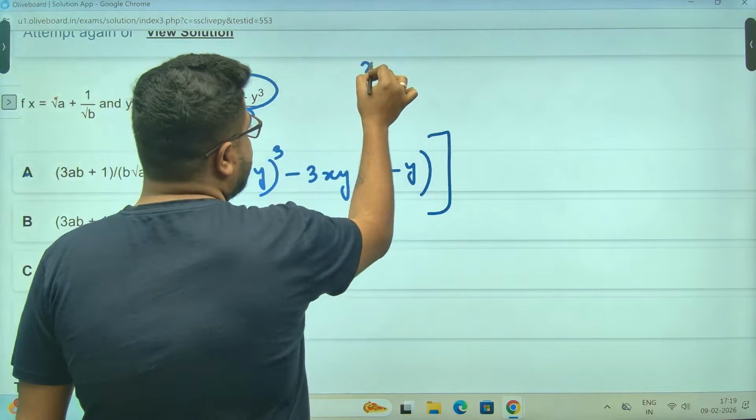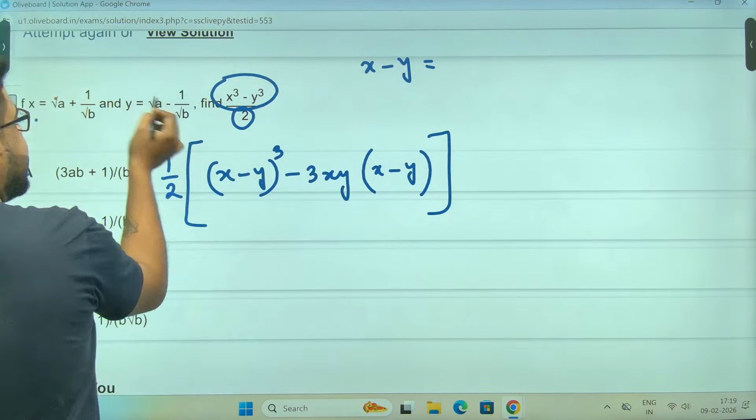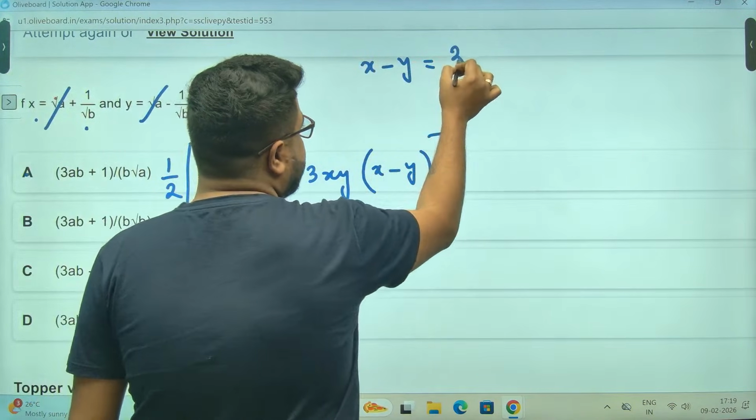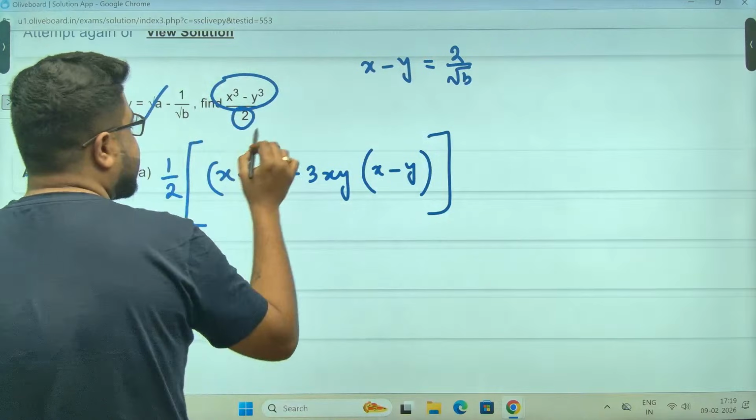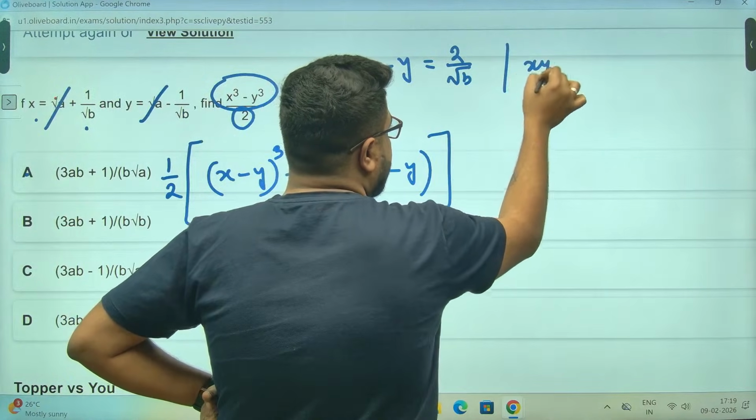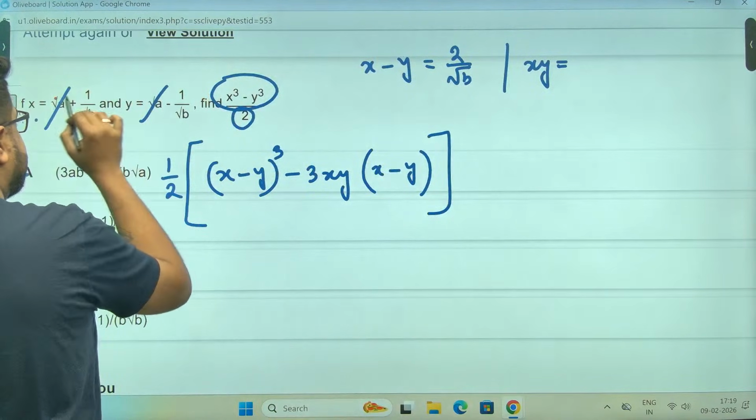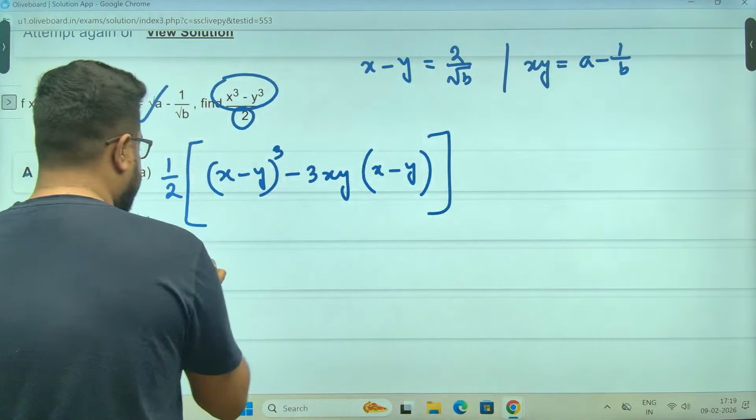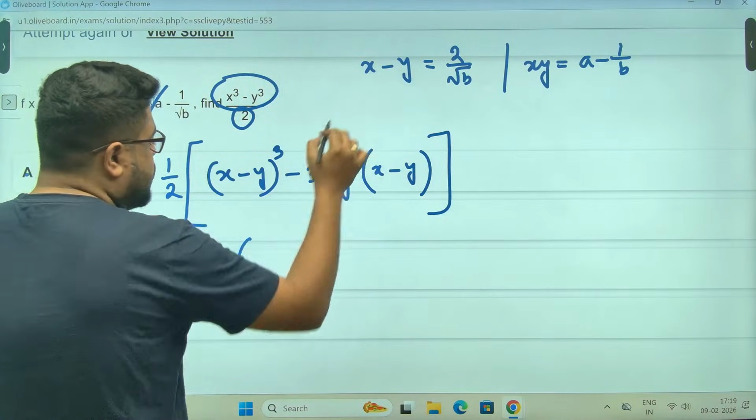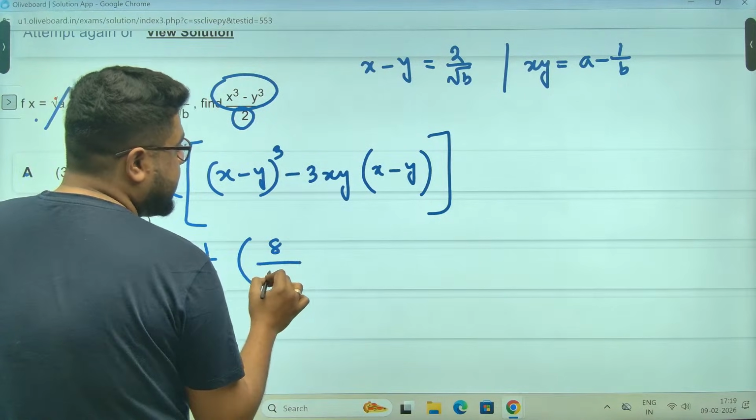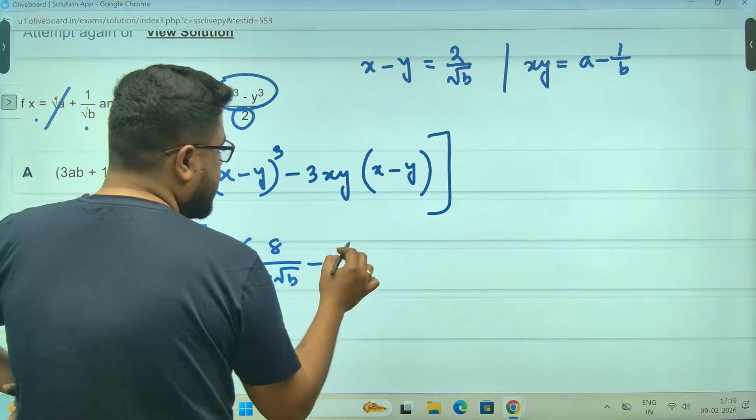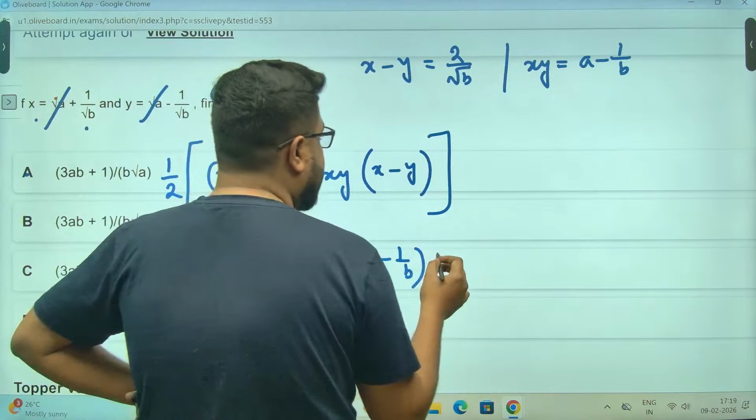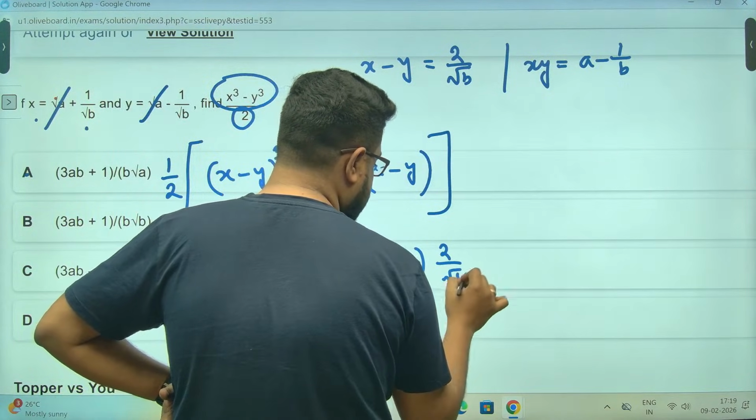X minus y will be how much, sir? So x minus y, this will cancel and this will become 2 by root b. And sir, x into y will be how much? If I multiply this into this, a square minus b square, meaning it will become a minus 1 by b. Just put it there and check. 2 by root b cubed, meaning it will become 8 by b root b. Minus 3 into this. X minus y will be 2 by root b.